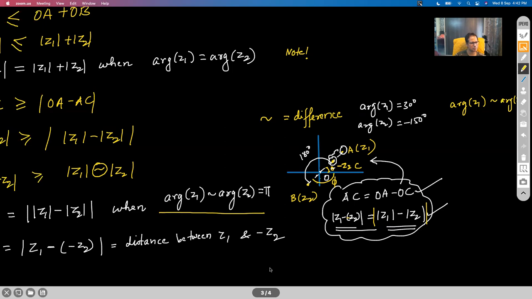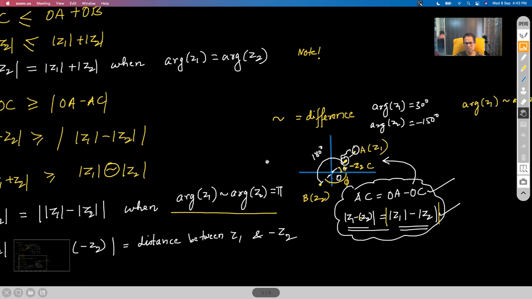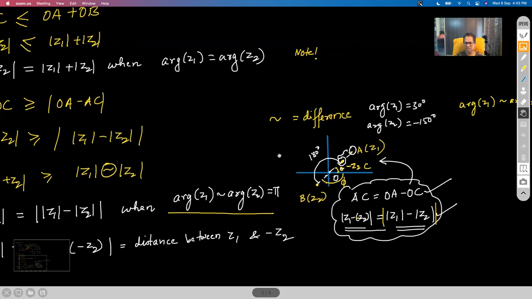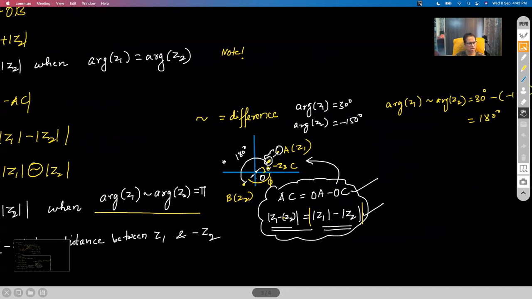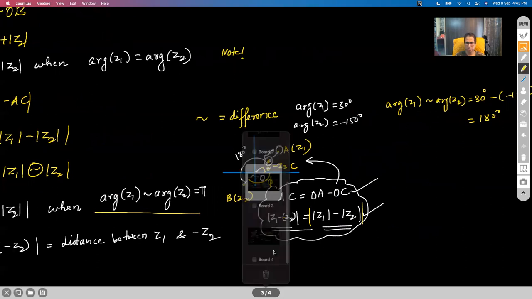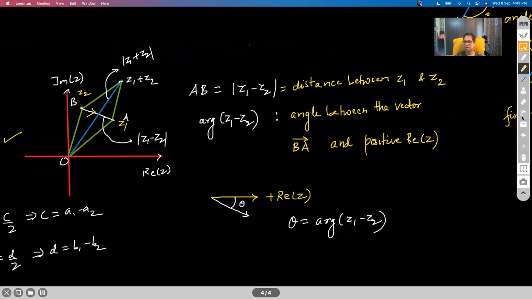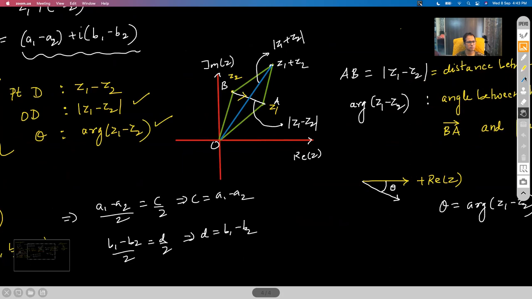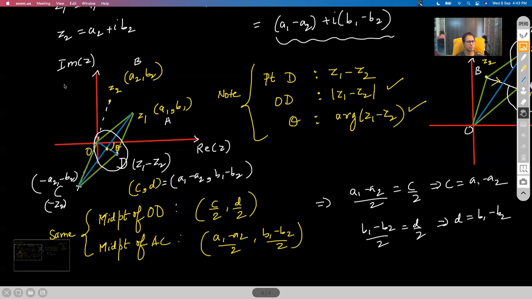In the left diagram, why did you mark that as theta? Shouldn't it be with the real Z axis? Where did I mark theta? Here. Next page. Okay, let me go to the next page. We'll talk about it. Yeah, it should be with the positive real Z axis. Yeah, this is from the positive real Z axis.